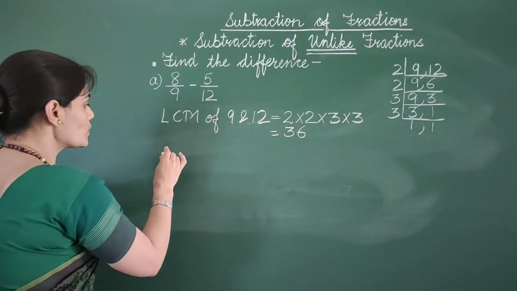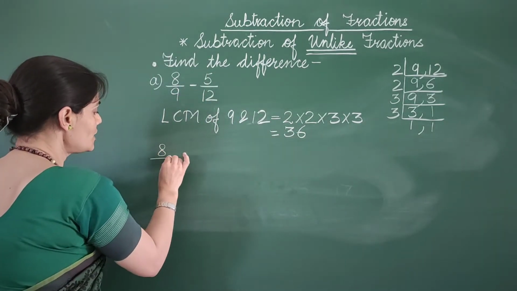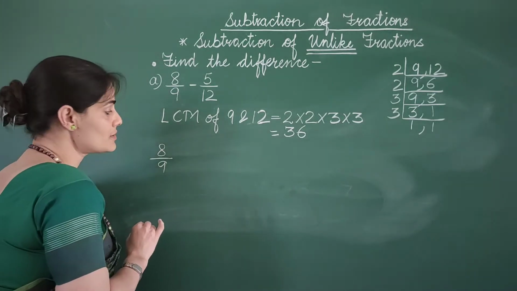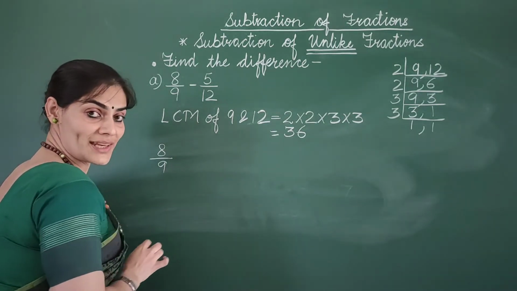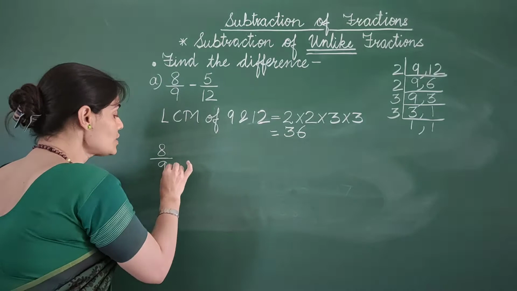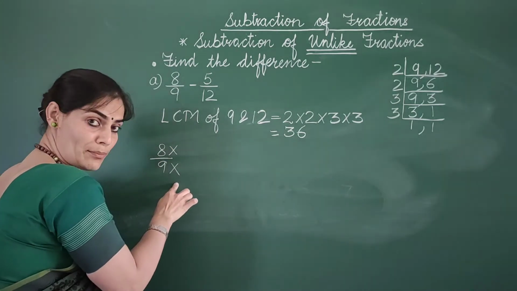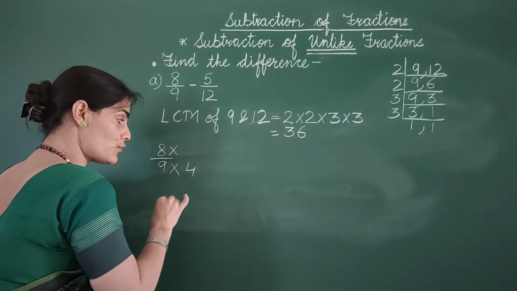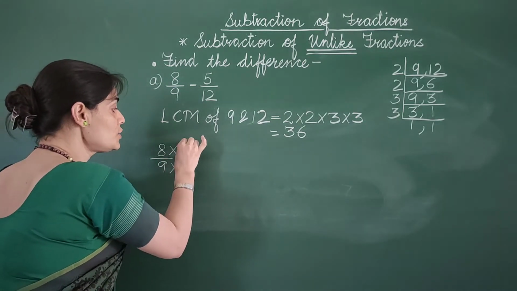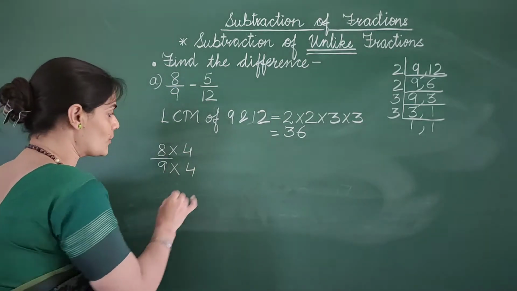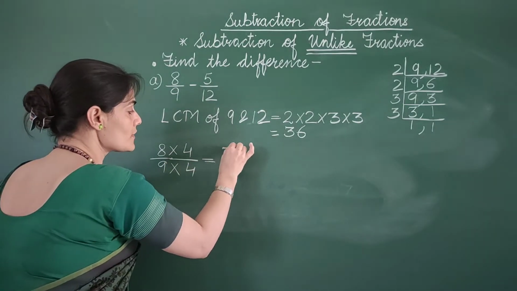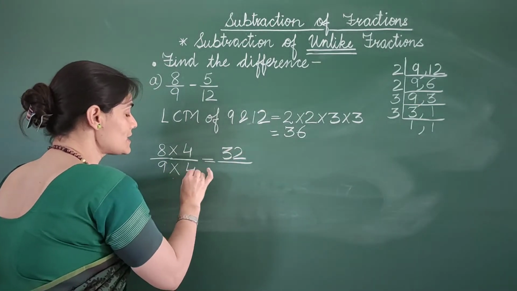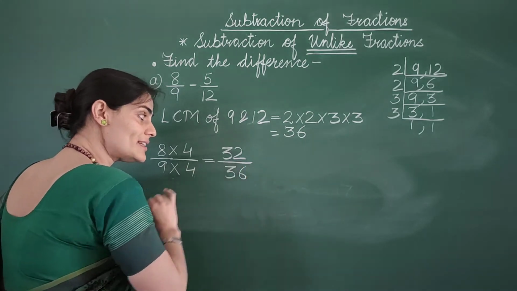So let's convert 8 by 9 into its equivalent fraction so that the denominator is 36. 9 should be multiplied by what number so that the product is equal to 36? 9 times 4. So we multiply the numerator also by 4. 8 times 4 gives us 32 and 9 times 4 gives us 36.